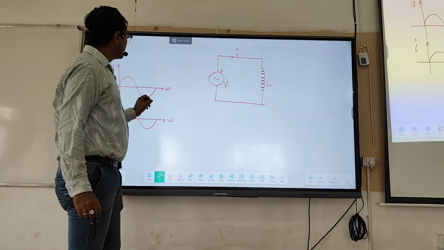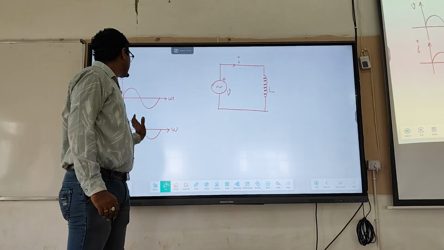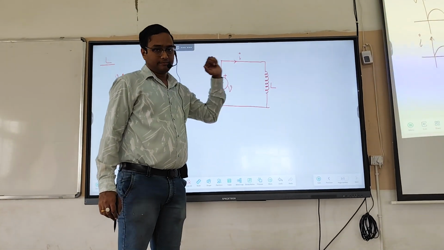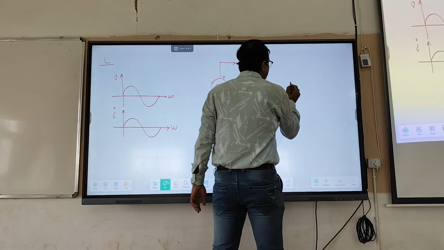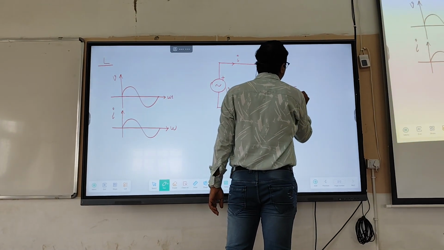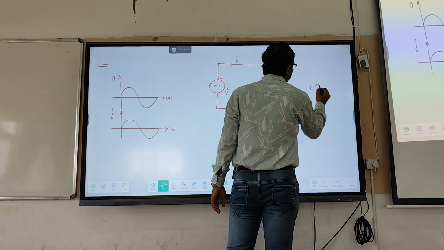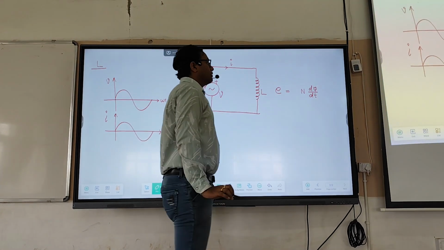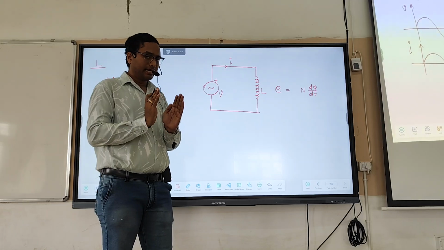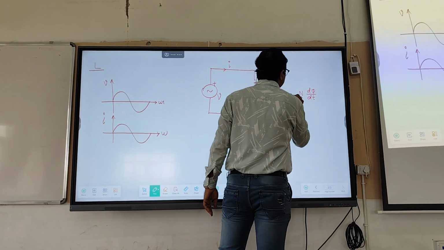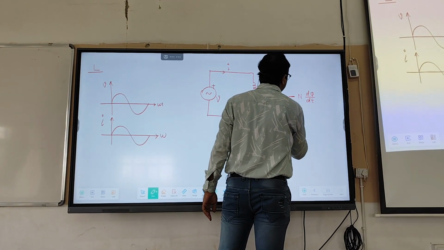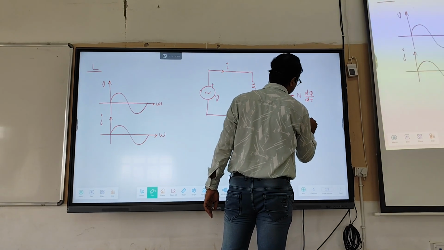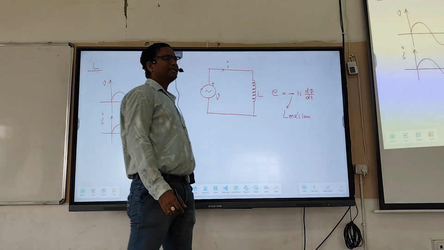So whenever this time varying current is linked with the inductor, then we get some voltage. That voltage is given by the formula E is equal to N d phi by dt. And the voltage you will get will oppose, so the negative sign is there. This is called Lenz's law. Why is the negative sign there?